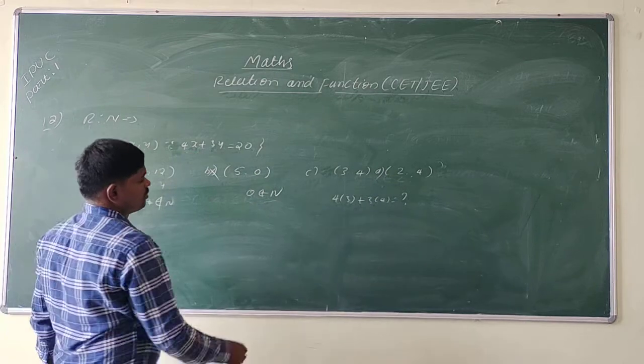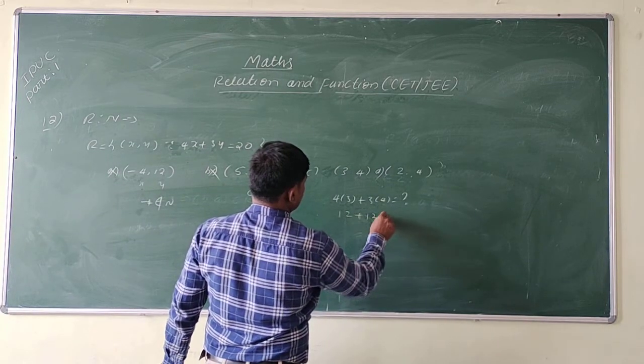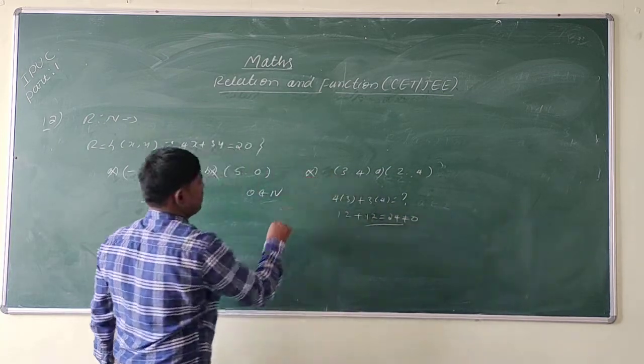So this becomes 12 plus 12. So 12 plus 12, this is 24. So it is not equal to 20. Therefore, this is not the right answer.